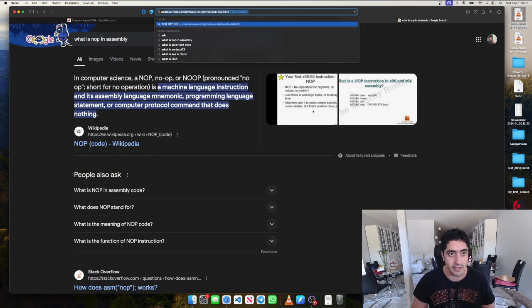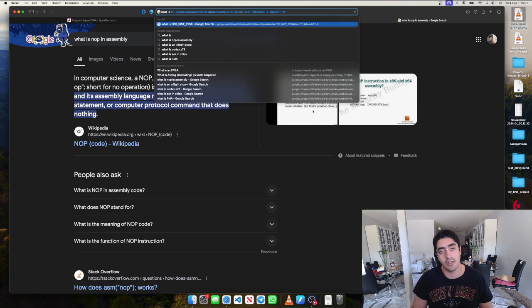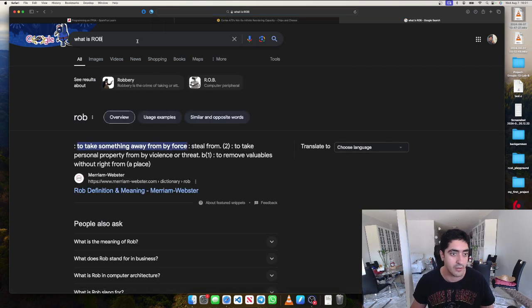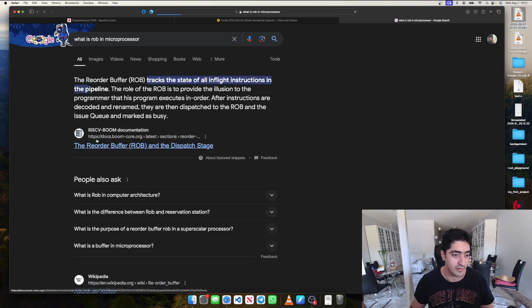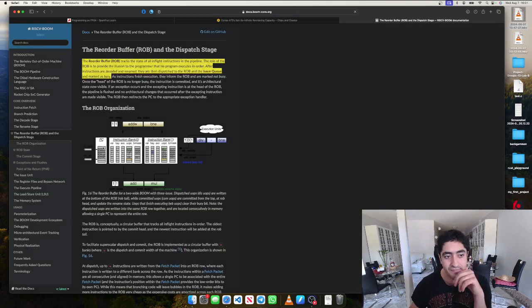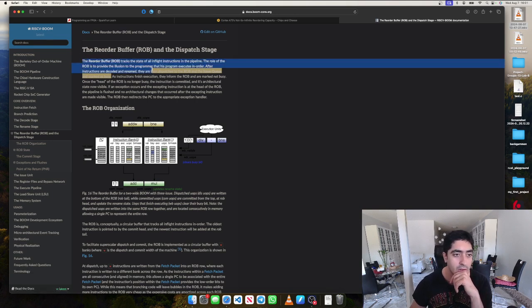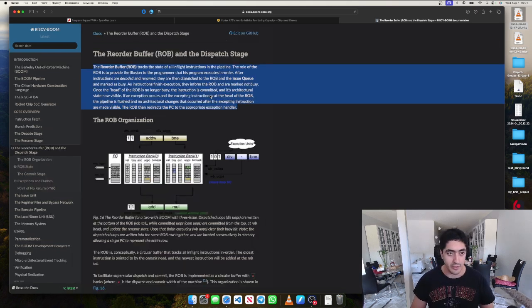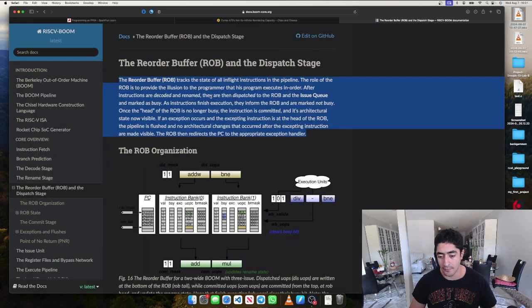Okay, what is ROB in microprocessor? Okay, this is from RISC-V, so maybe you can see it really like this. Make it bigger. The reorder buffer tracks the state of all in-flight instructions in the pipeline. The role of the ROB is to provide the illusion to the programmer that his program executes in order.